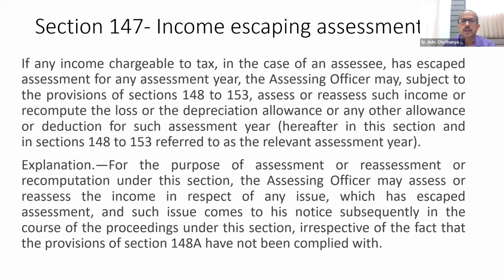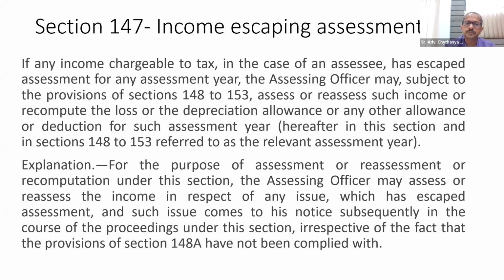Apparently it doesn't seem to be greatly different if you look at 147, but there is a very material difference. I'll just read it out. If any income chargeable to tax in the case of an assessee has escaped assessment for any assessment year, the assessing officer may, subject to the provisions of sections 148 to 153, assess or reassess such income or recompute the loss or the depreciation allowance or any other allowance or deduction for such assessment year, hereafter in this section and in sections 148 to 153 referred to as relevant assessment year. Now this is the crux of section 147, main body.